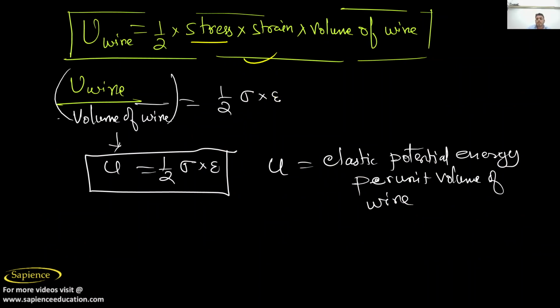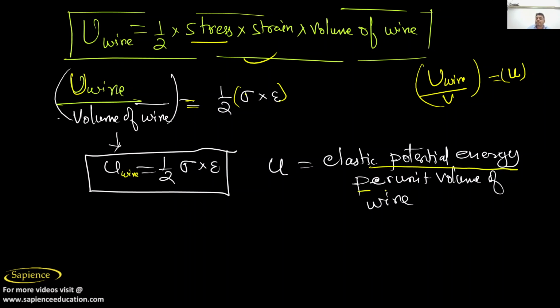I hope you have understood now. Now can we take this volume down? So the potential energy of a wire divided by the volume of the wire is equal to stress into strain. So now U of wire, that is the total potential energy of a wire divided by the volume of the wire, can we write like a small u of the wire? So that is the elastic potential energy per unit volume of the wire, and this is equal to half into sigma into strain. So this is the formula you need to understand, right?